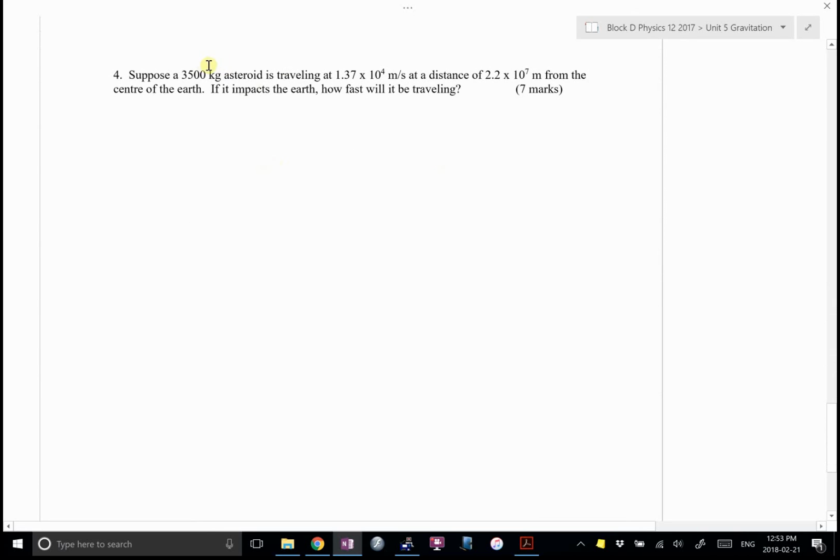Suppose an asteroid is traveling at 1.37 times 10 to the 4th at a distance of 2.2 times 10 to the 7th meters from the center of the Earth. If it impacts the Earth, how fast will it be traveling? So there will probably be an asteroid impact question on your test as well, or some kind of an impact question. Now, I can either ask you how fast it hits the ground, or I can tell you how fast it hits the ground and ask you to find R initial, where it started. Either or.